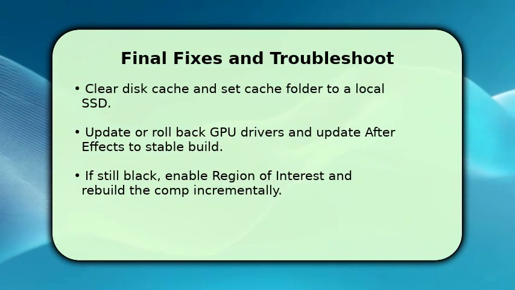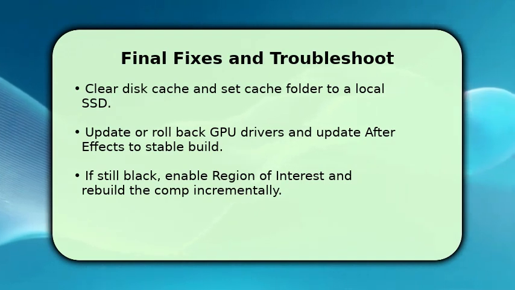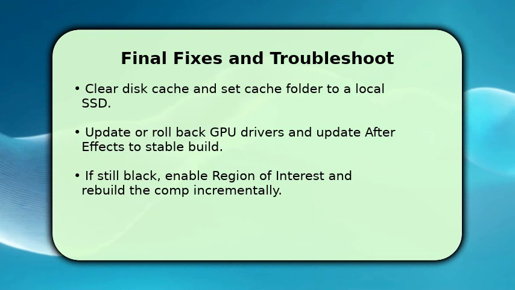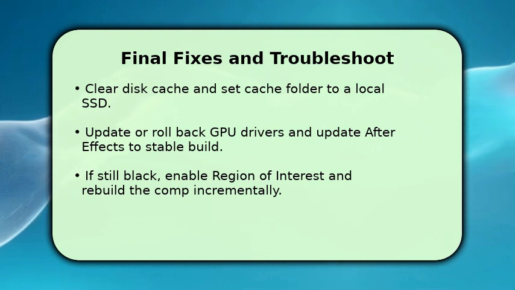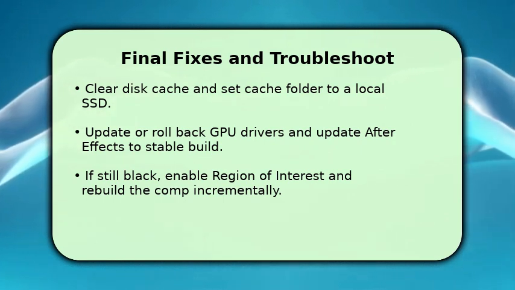Finish by clearing the disk cache and moving the cache folder to a fast local SSD so stale frames don't persist. Disk cache corruption commonly causes persistent black previews. Then update or roll back your GPU drivers and ensure After Effects is on a stable build, because driver version mismatches create rendering failures. If the screen remains black, enable Region of Interest and rebuild the composition piece by piece to find the problematic layer. If all else fails, render small test segments to isolate the issue.